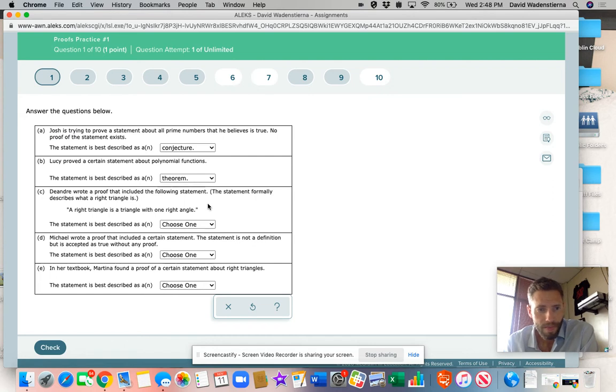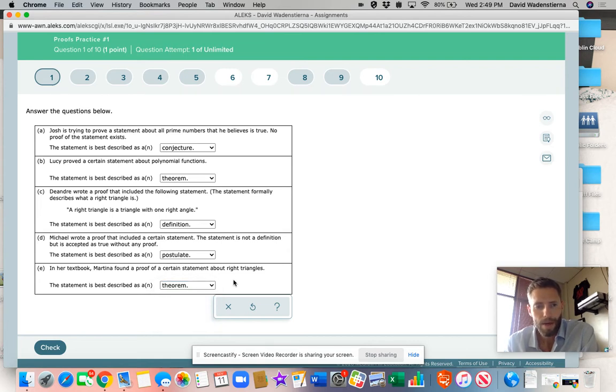Letter C, DeAndre wrote a proof that included the following statement: a right triangle is a triangle with one right angle. That would be considered a definition, something you would see in a textbook, for example. Letter D, Michael wrote a proof that included a certain statement. The statement is not a definition, but is accepted as true. So it's an accepted truth without proof. That is the definition of a postulate. And lastly, in her textbook, Martina found a proof of a certain statement about right triangles. That would be a theorem. If there's a proof, that would be considered a theorem.